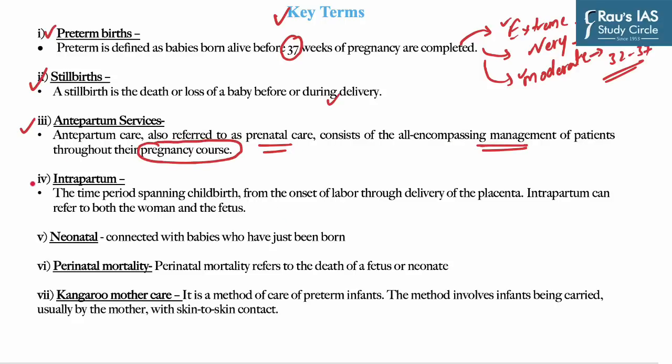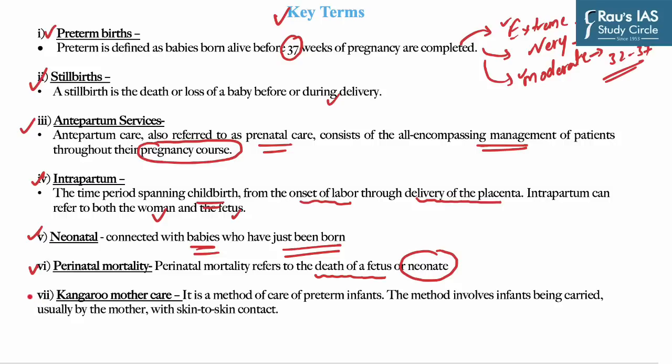The next term is intrapartum, the time period spanning childbirth, that is from the onset of labor through delivery of the placenta. Intrapartum can refer to both the woman and the fetus. Another term used is neonatal care, which is connected with babies who have just been born. The next term is perinatal mortality. Perinatal mortality refers to the death of a fetus or neonate, that is a newly born baby.